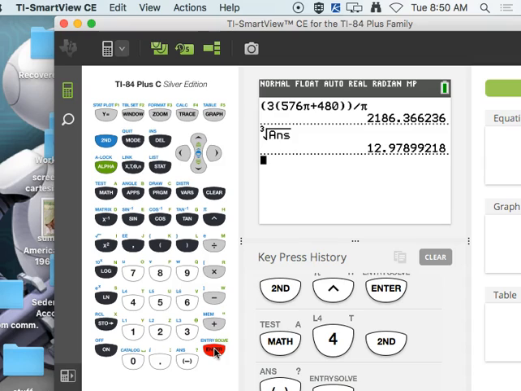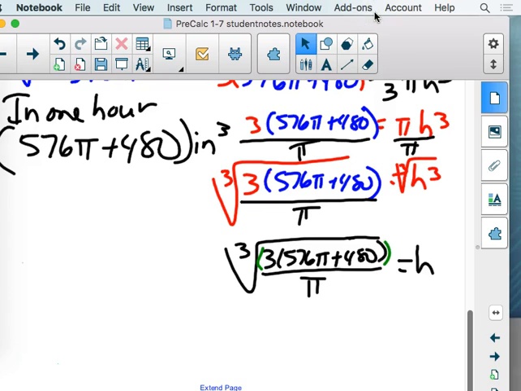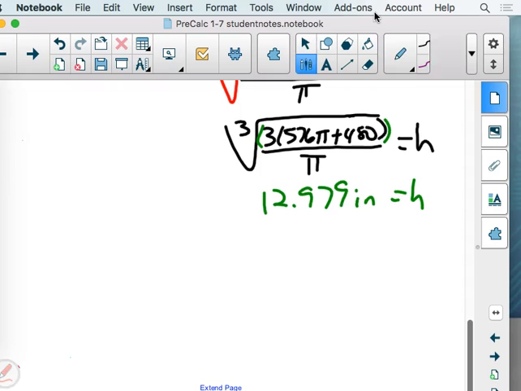And then it is. So again, the calculator is keeping all of those decimals for us so that we don't round. Every time we stop and round and we use that math for something else, we produce a rounding error. So let the calculator do the whole thing. And we would go with 12.979 inches for our height here. And that's what they wanted to know. They wanted to know how tall this is going to be.